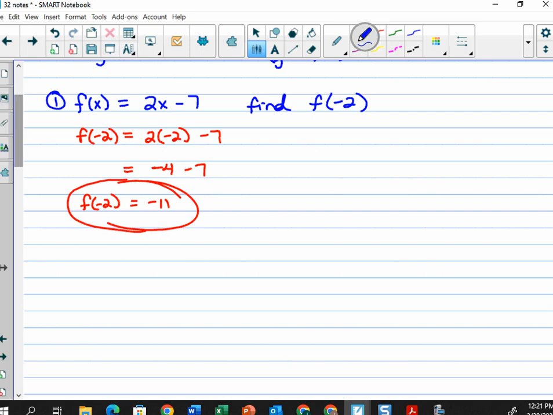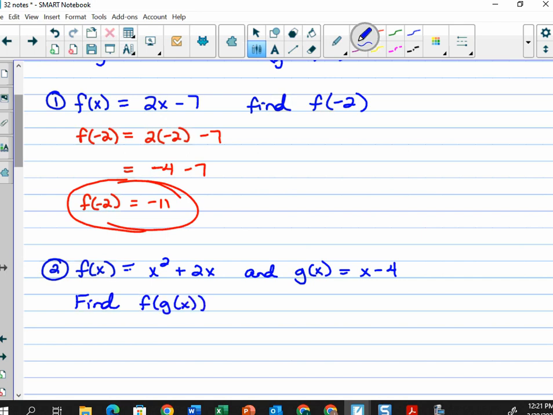All right, let's try it with just functions instead of values. f of x is x squared plus 2x, and g of x is x minus 4. We are going to find f of g of x and g of f of x and state the domain.